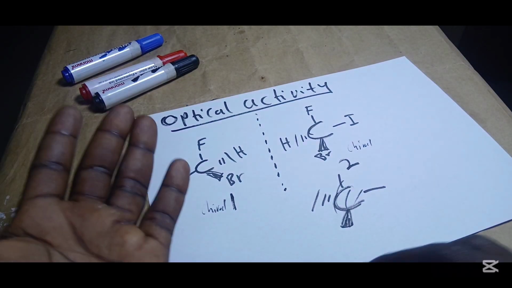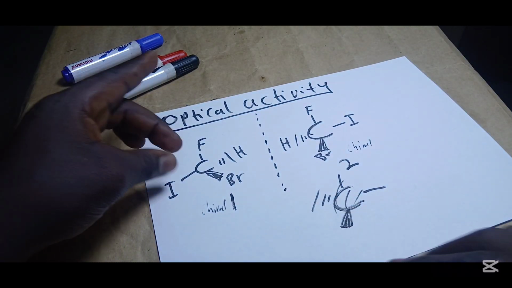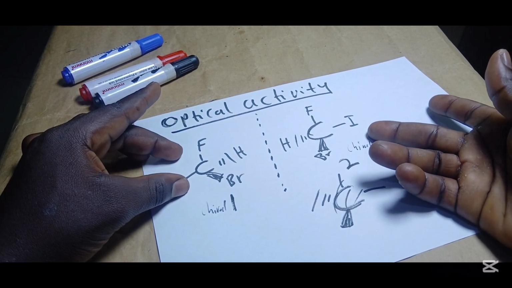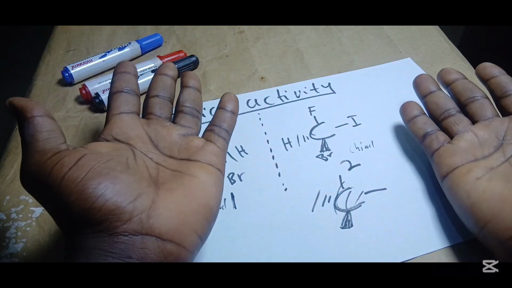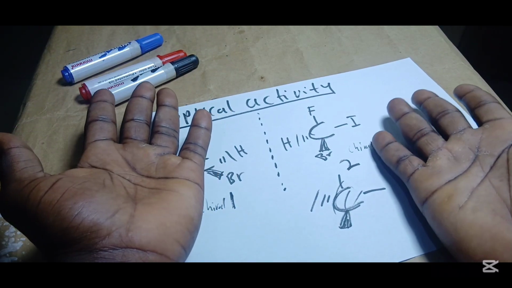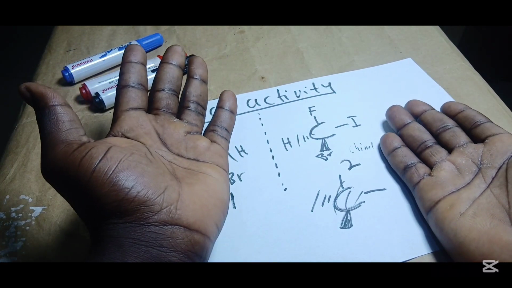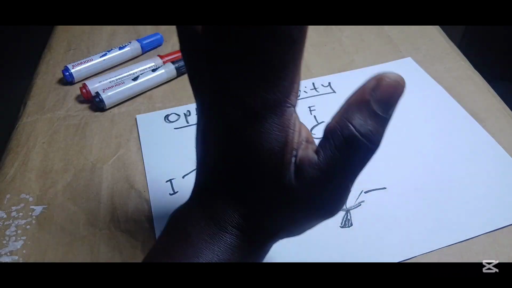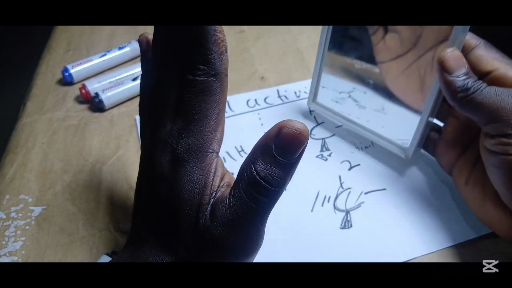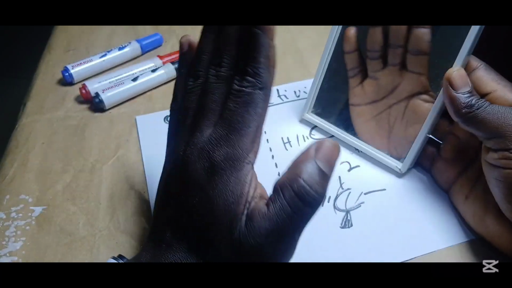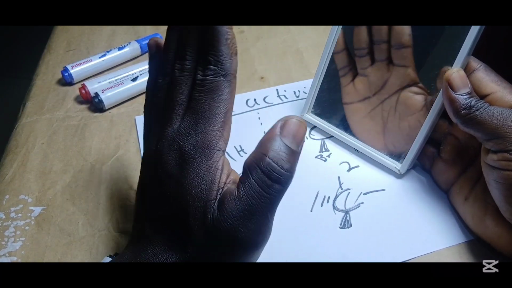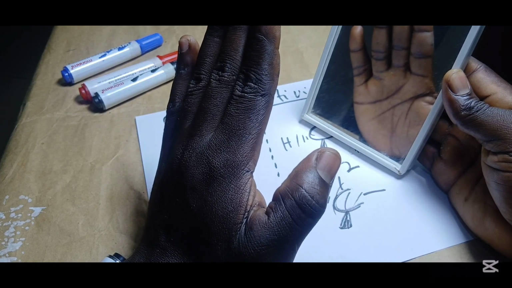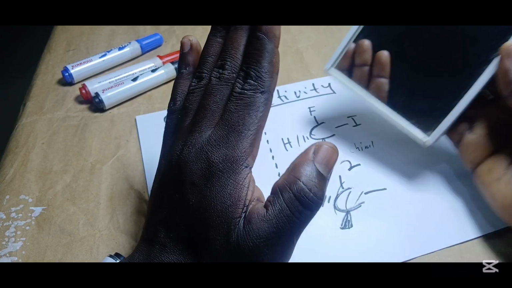This is more like the right hand and the left hand. So this molecule here can be the mirror image of this molecule, like the right hand palm and the left hand palm. They are mirror images of each other. Because if you have a mirror and you show your right palm in the mirror, the image of your left palm in the mirror will be the exact opposite.